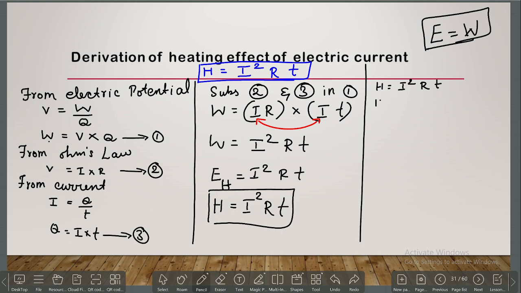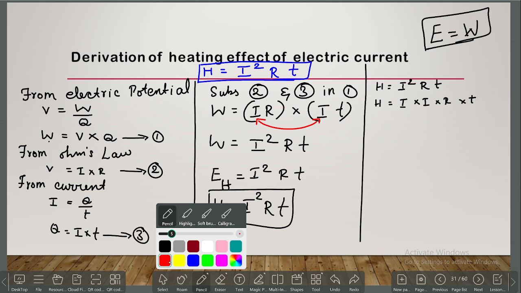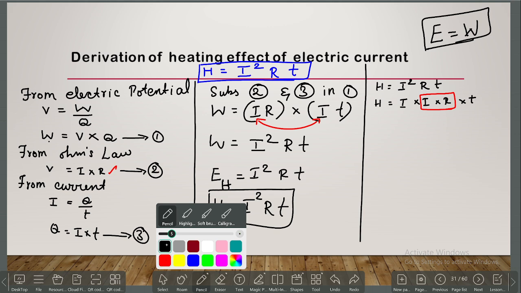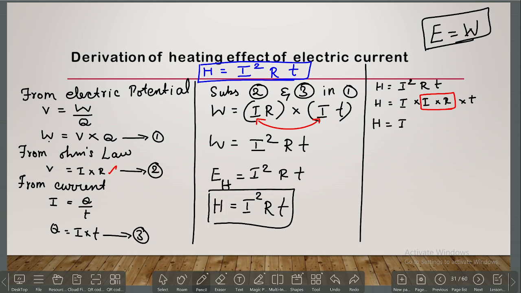How are we going to rearrange it? The final formula we obtained is H is equal to I square R T. I am going to split this into two parts: I into R into T. Now I into R is nothing but V. Then I can write this as H is equal to I V T. For convenience, we rearrange it in the format V I T. Clear? So the first formula is H is equal to V I T.